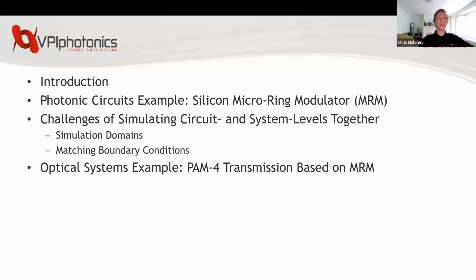To give you a brief outline of today's talk, Eugene will get us started going through a photonic circuits example, highlighting a Silicon Micro-Ring Modulator. We chose that type of device due to the attention that it's been getting for its small footprint, low power consumption, and high operating speed. And then Jim will join us and discuss some of the challenges of simulating both a circuit and system level together, and take us through an optical systems example, specifically a PAM4 transmission system based on the micro-ring modulator. We chose the PAM4 transmission system because it's fairly widely used inside and outside of the data center to connect racks, to connect buildings, as well as connecting regional sites.